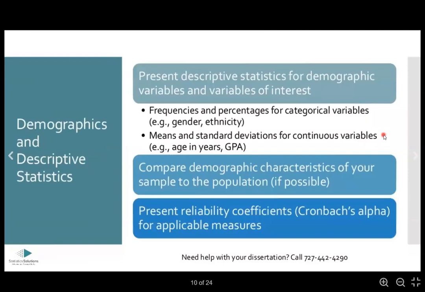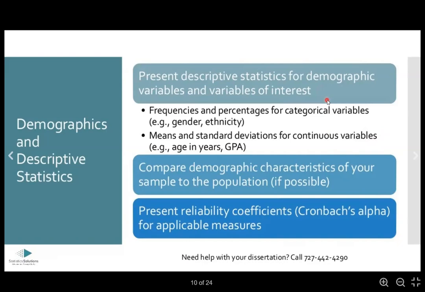Once you've talked about your data cleaning procedures, you will begin to talk about the people that participated in your study and also the variables of interest. So here you're going to first characterize your variables of interest. For each of the main variables for your study, you'll want to provide some descriptive statistics.